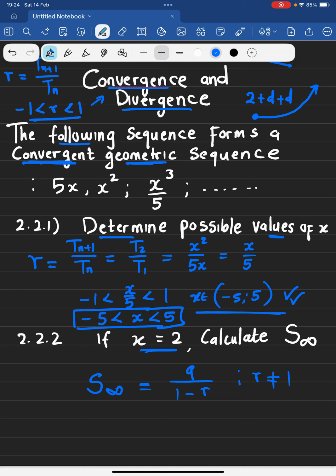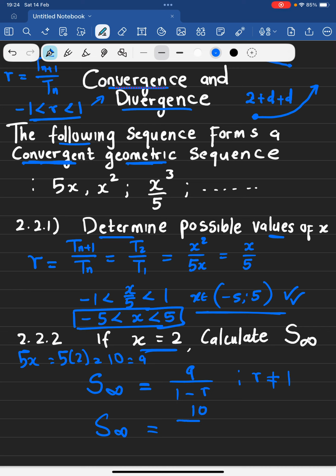this whole expression. Alright, so the sum to infinity now becomes, the first term will be 5x, so it's going to be 10. You'll have 5 times 2, so this becomes 10. That is your a, or your first term. And then you're going to substitute it here.